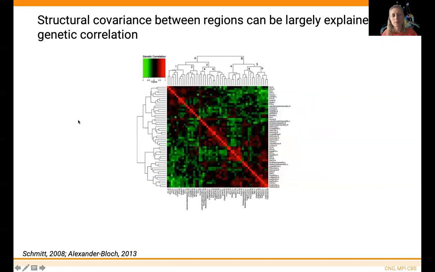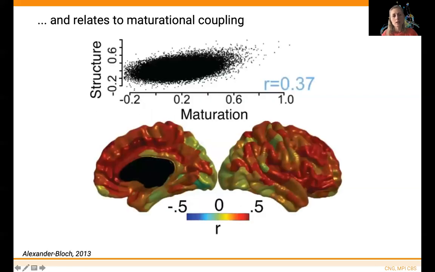Structural covariance can be largely explained by genetic factors. If regions have a high structural covariance, it's likely because they have shared genetic factors. Already in 2008, using a twin sample, it has been shown that these also form certain communities which are hierarchically organized. Second, structural covariance relates to maturational coupling. Regions that show structural covariance also mature in similar ways during development.